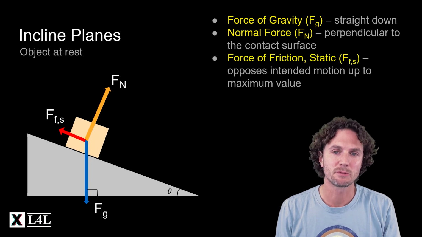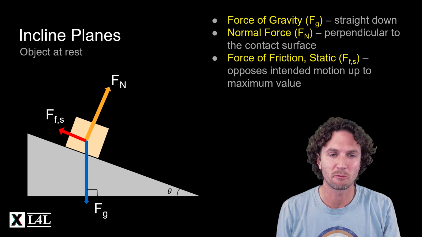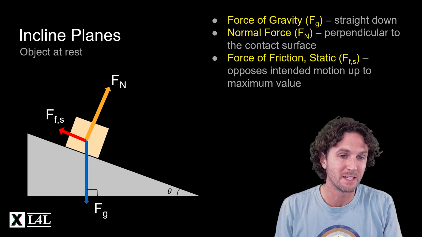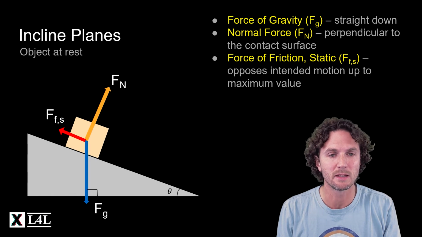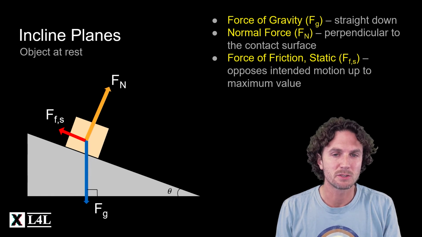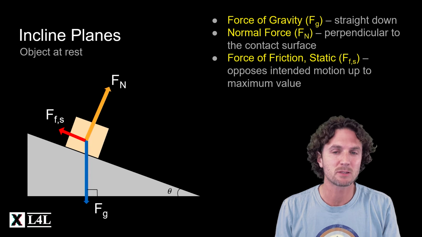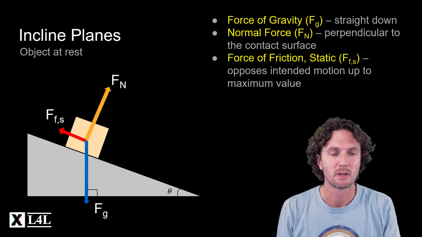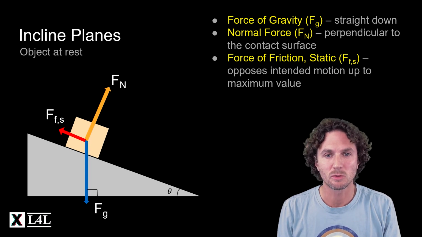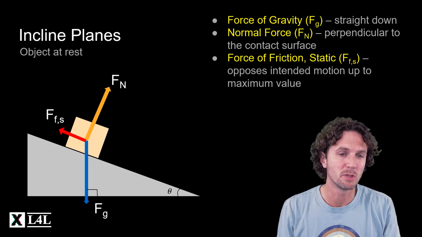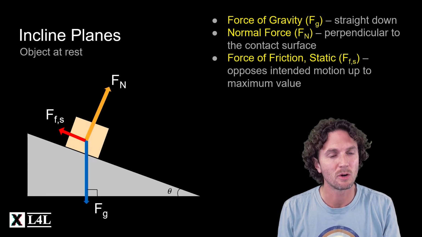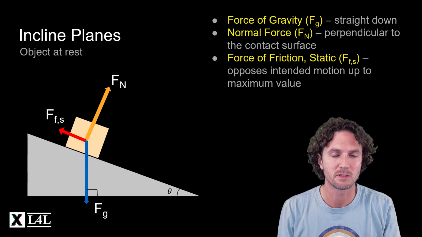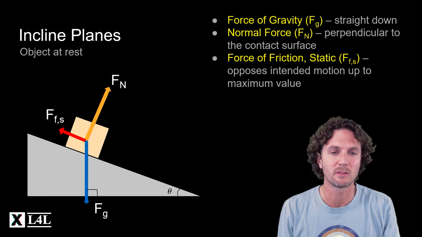And then we have the force of friction. In this case, because the object is at rest, we're talking about static friction. And the static friction is what's keeping it from sliding down the plane. And remember that friction is always going to oppose either the actual motion or the intended motion. And this static friction has a maximum value, which is mu times the normal force, the coefficient of static friction times the normal force.